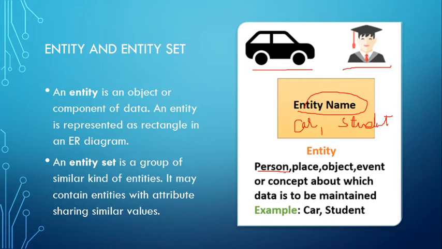So here, for the student entity set, a student will be a person. A person can be an entity, a place can be an entity, an object can be an entity, an event or a concept can be an entity, about which data is to be mentioned. About all these things we will mention some data. A person will have his name, ID, address, or even a place will have location, ID, some address. An object will have a color. All these things are descriptions, descriptives of that particular entity.